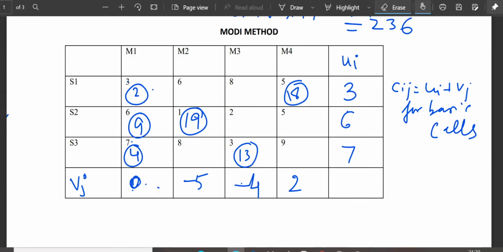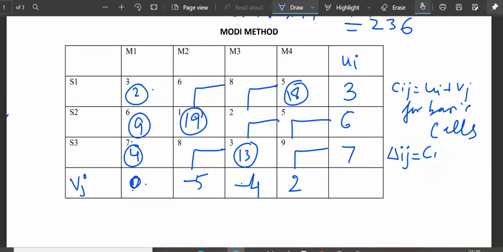Let me clean it. Now we have to calculate delta ij. For delta ij we make a block like this one, right? Make a block over it, this one, right? For non-basic cells we make a block and calculate delta ij. The formula for delta ij is equal to Cij minus Ui minus Vj.